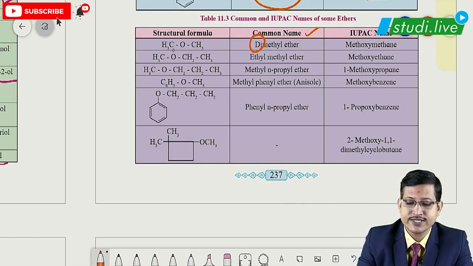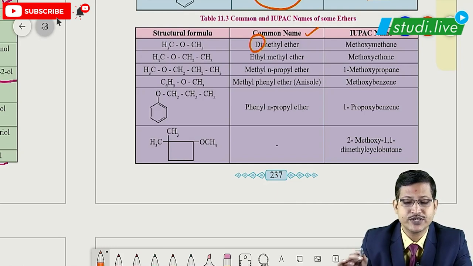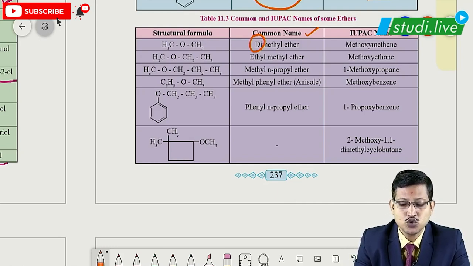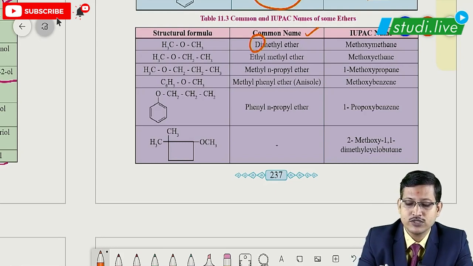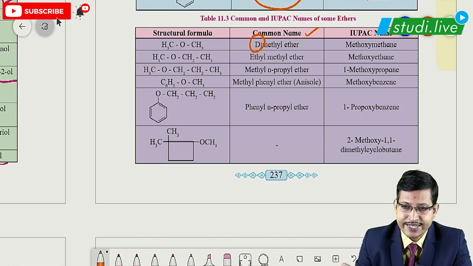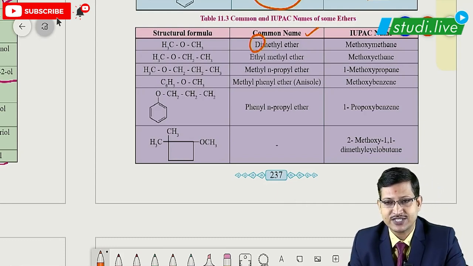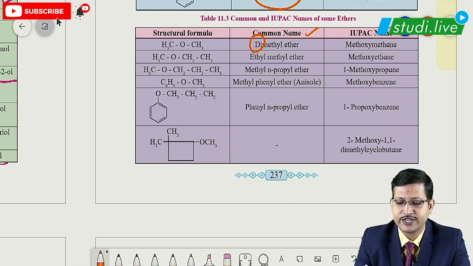In the first one, it is CH3OCH3. Now the two groups are same, CH3, CH3. So it becomes dimethyl ether. So it is the formation of dimethyl ether. Now this is the common name, dimethyl ether. Coming on to the IUPAC names, there are some changes that we will talk about. Let us first concentrate on common names and then I'll come back here for IUPAC.